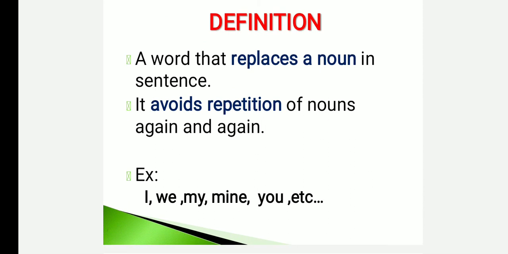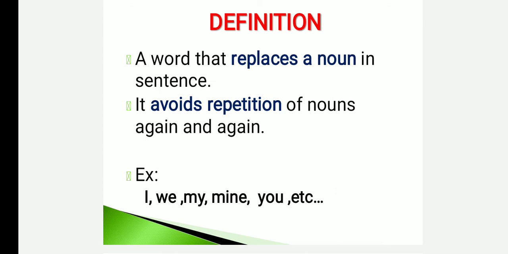A definition for pronoun. What is a pronoun? A word that replaces a noun in a sentence is called a pronoun. That means we use pronouns in order to avoid repetition of nouns again and again in a sentence, which confuses a reader. So, in order to avoid that confusion, writers and we use pronouns in a sentence. Simply, a pronoun is nothing but a word we use instead of a noun.